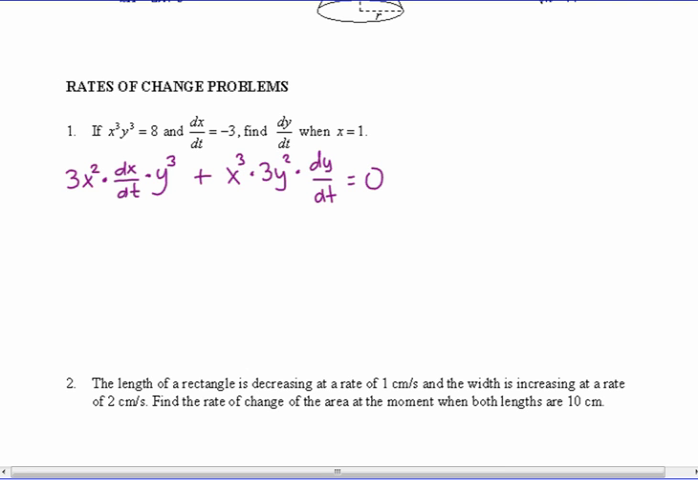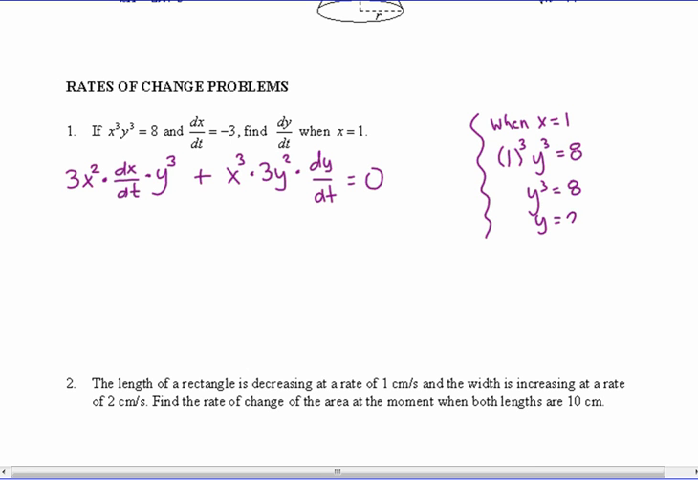So let's make sure we know everything else. Do we know dx/dt? Yes. Do we know x? Yes. Do we know y? No. Could we figure out what y is? Yep. So when x is 1, we just sub it into the first equation. So 1 cubed times y cubed equals 8. So y cubed is 8, meaning y is the cubic root of 8, which is 2.